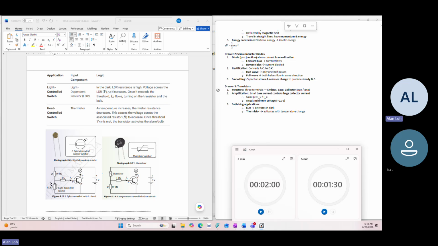All right. So for this transistor, there are two types of applications: LDR, light dependent resistor, and thermistor. LDR is when it's dark or bright, then it will do something, like turn on the light or turn on the fan. And thermistor is related to temperature. One is related to light, one is related to temperature. Different temperature settings will automatically turn on something. You do not need to manually press or turn on the switch.